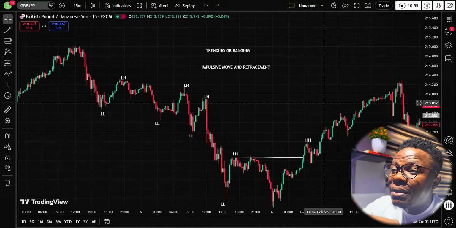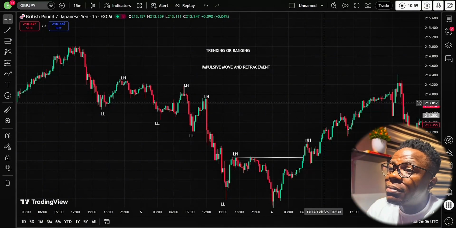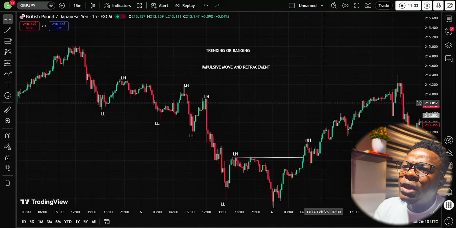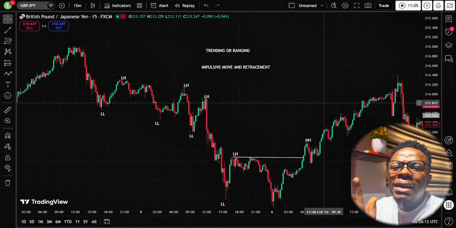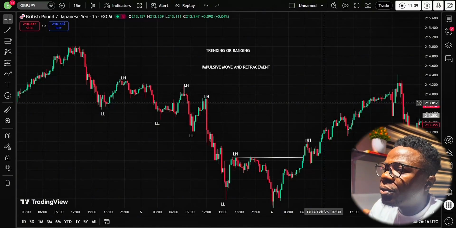Now guys, this is the basic market structure. This strategy is taken from the basic market structure move, right? So you don't have to complicate your strategy in any way. Just identify your highs and lows, your trending market or ranging market, and you will keep making consistent profit from the market. It is as simple as that.